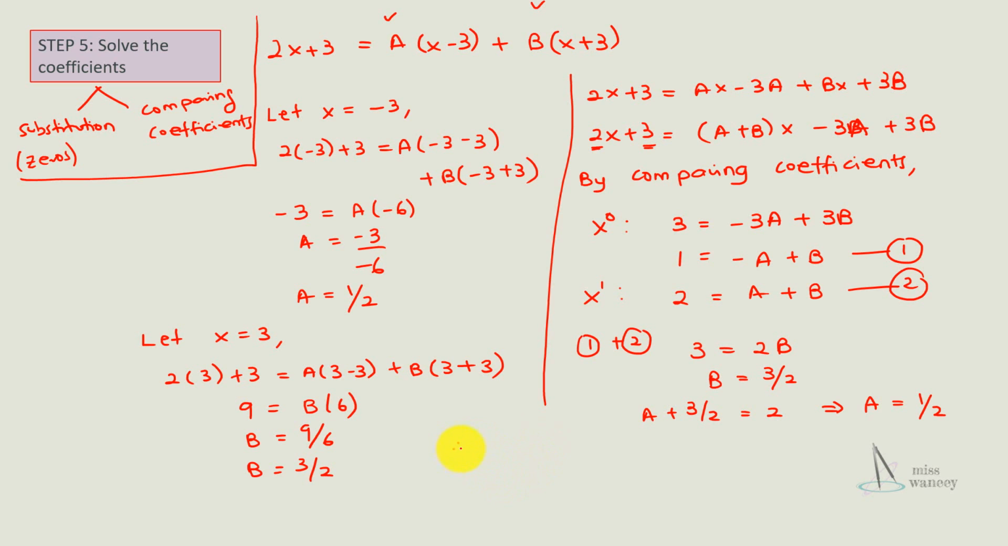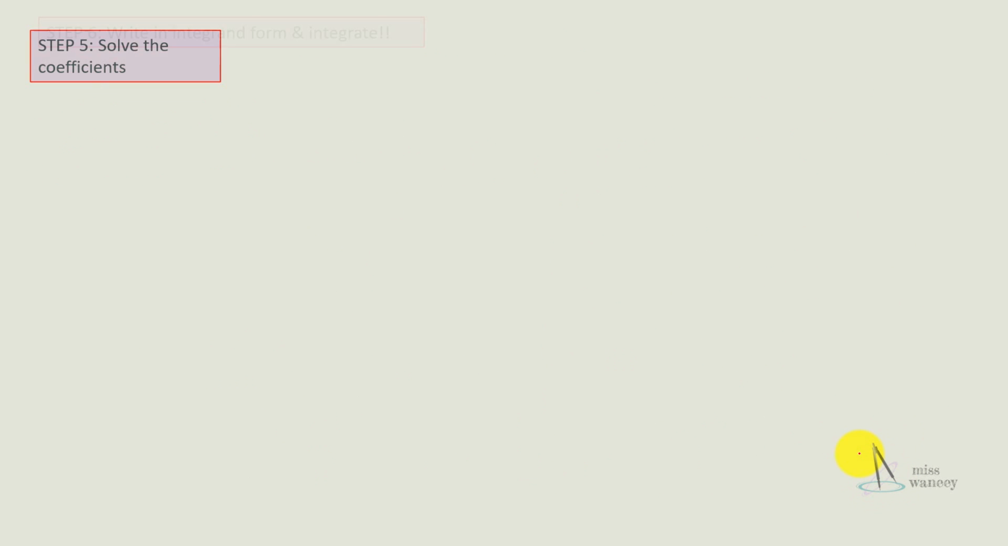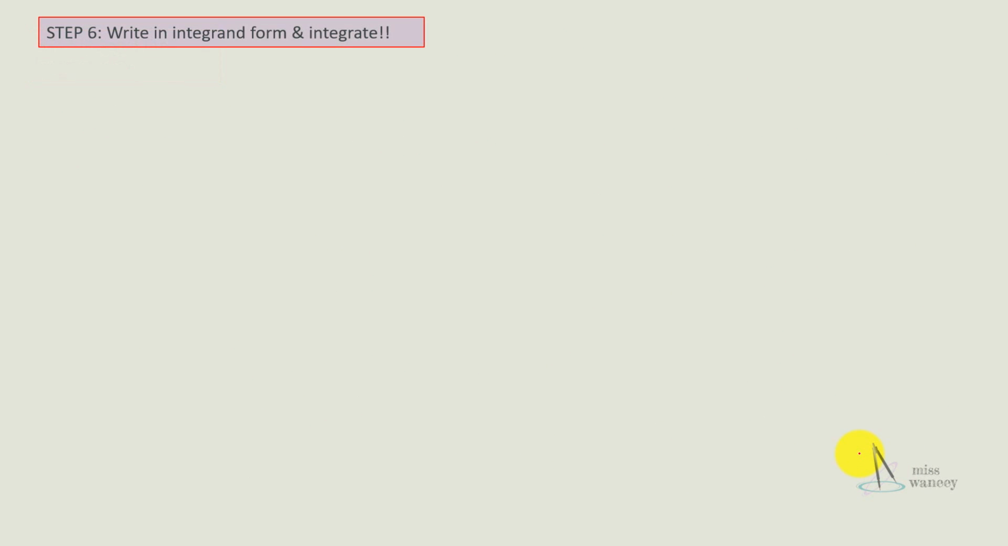Okay, so don't forget, do write down your question again, (2x plus 3) over (x squared minus 9). So this is equal to (1 over 2) over (x plus 3) plus (3 over 2) over (x minus 3). So this is our partial fraction. Okay, so let us go to the last step. So we have to write in integrand form and integrate.